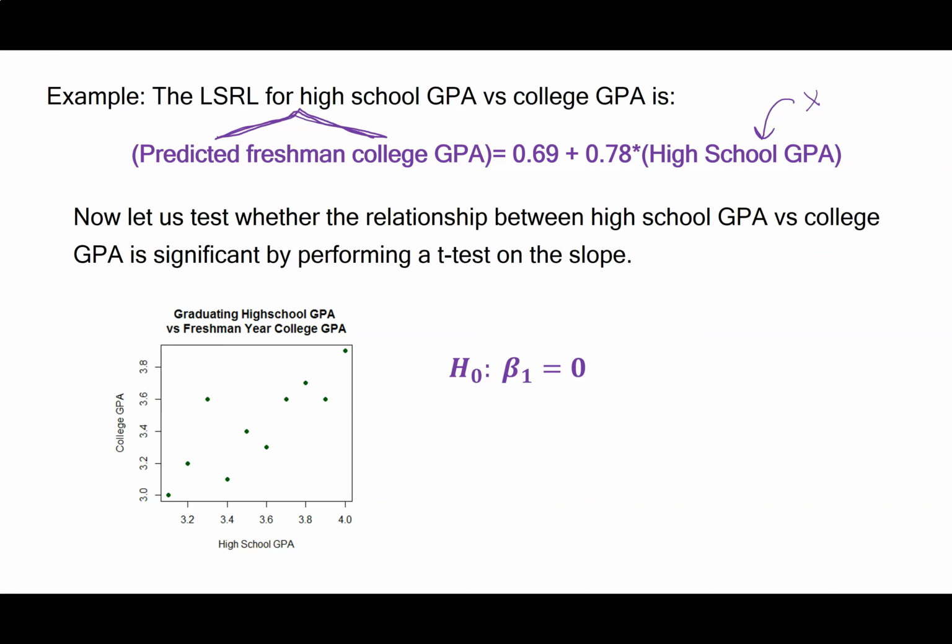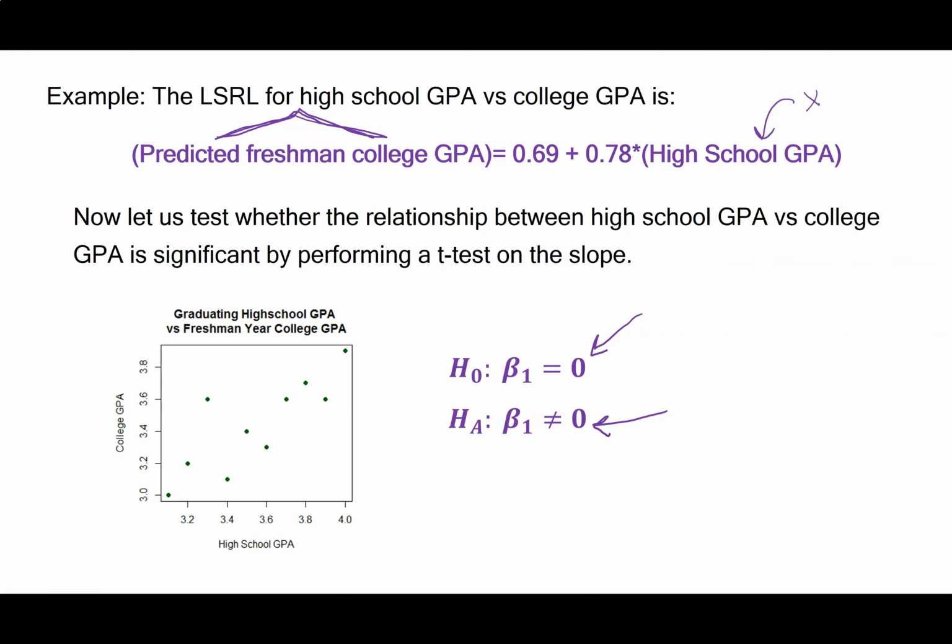So our hypotheses, we're going to start off saying our null is saying, hey, high school GPA is not useful in predicting college GPA. And then the alternative says, yes, it is. High school GPA is a useful predictor for college GPA.